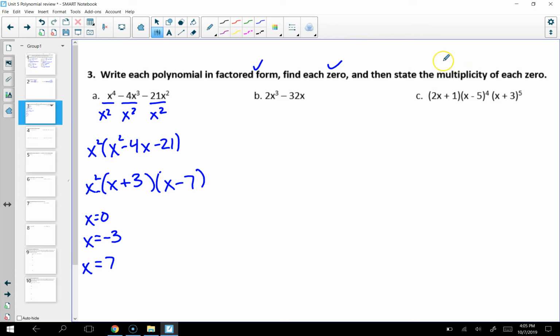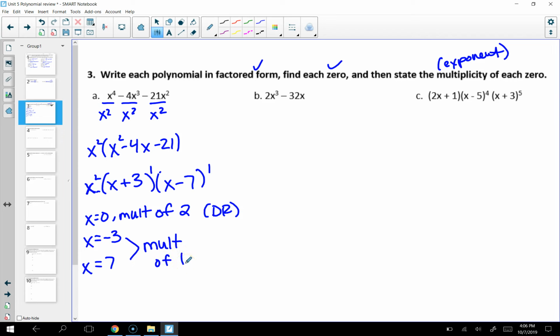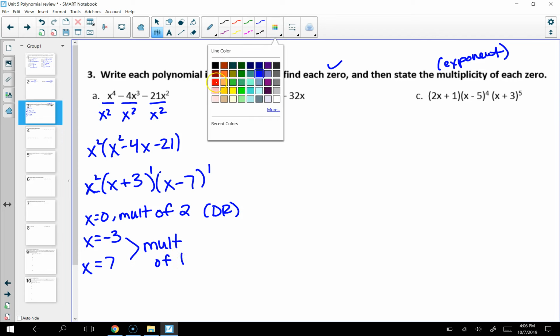State the multiplicity. Remember, we look for the exponent here. The exponent tells us how often it occurs. So my x in the beginning has a squared attached to it, so it has a multiplicity of 2. Okay? Remember, we also called this a double root, so you can put either one here. My x plus 3 and x minus 7, they don't have an exponent. Technically, it's 1. So these both have a multiplicity of 1. Alright, let's do the middle one.